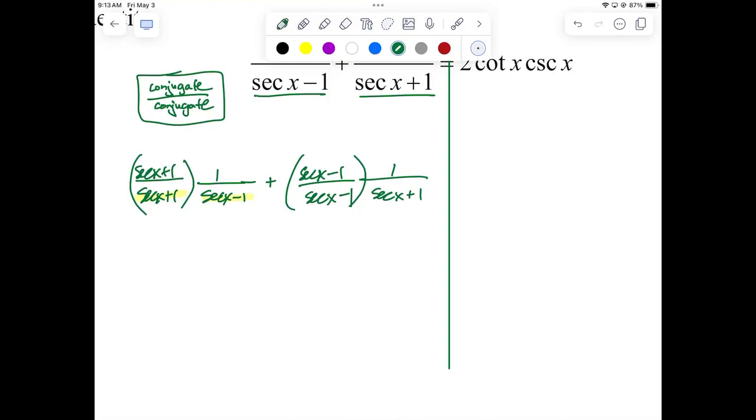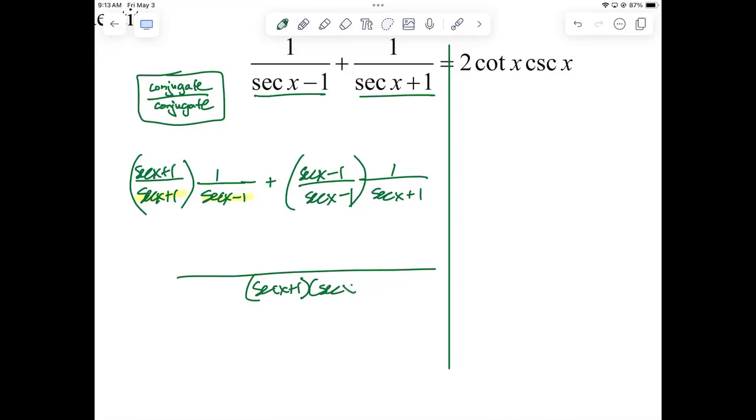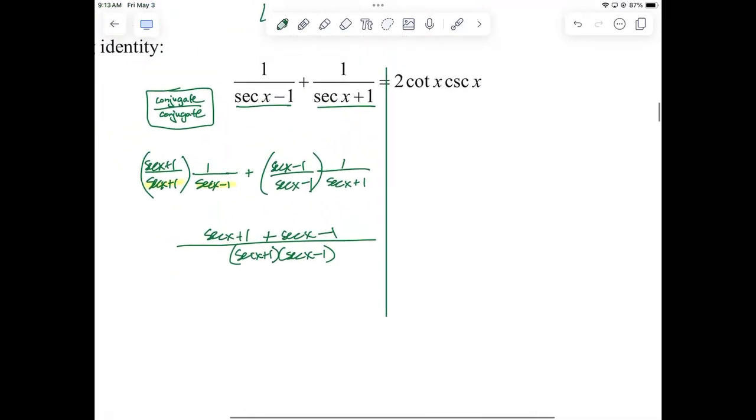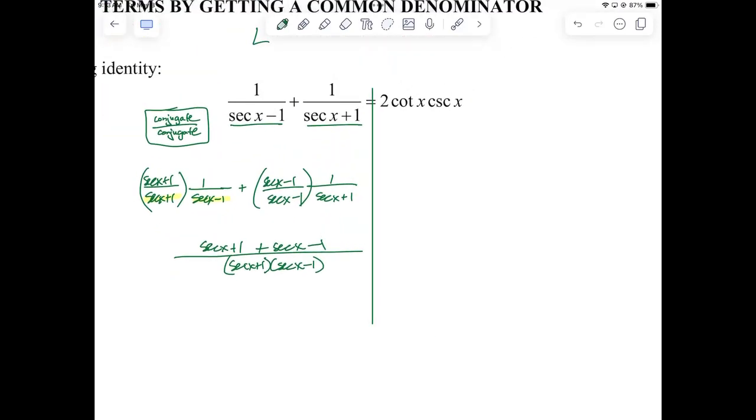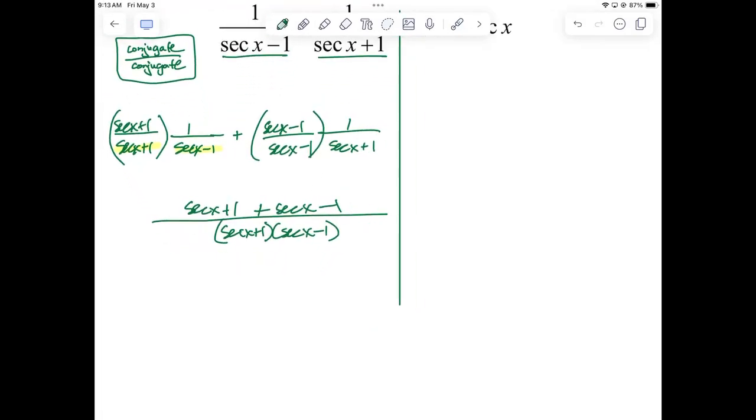So let's go ahead and see what we get on the next line. We're going to get secant x plus 1 times secant x minus 1. That's our common denominator. And in the top, if I multiply across, I get secant x plus 1 plus secant of x minus 1. Are we making progress? Look at your target on the right-hand side. How are we doing? We're good. I have a single term now, don't I? It still looks a lot hairier than the one on the right, but at least I have a single term. All right, now what? What can I do?